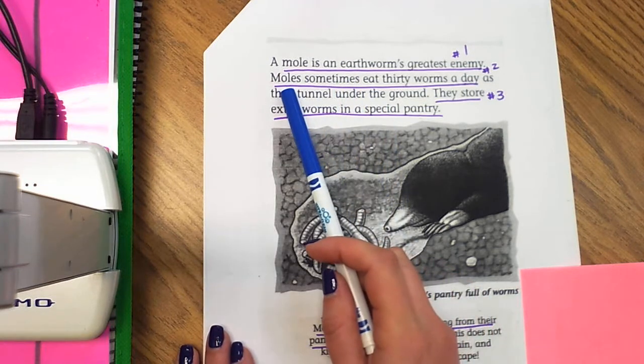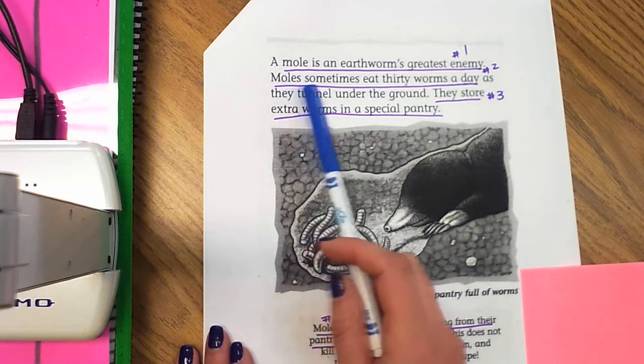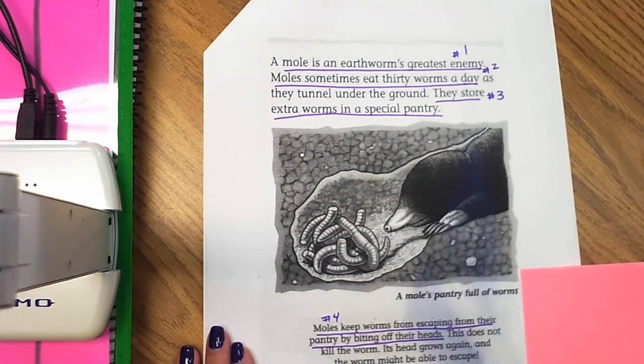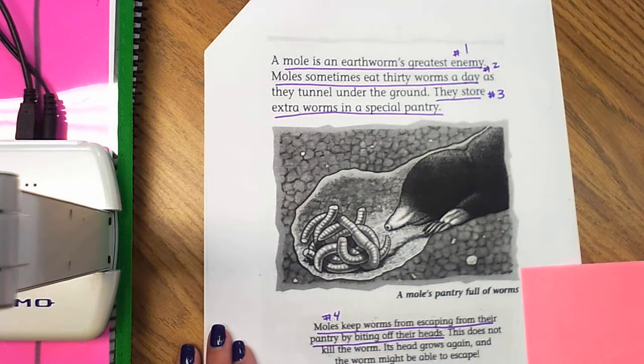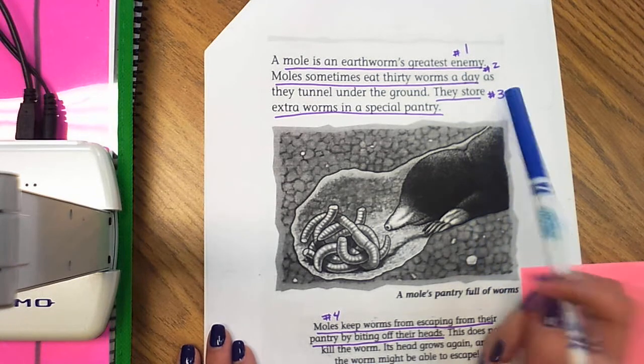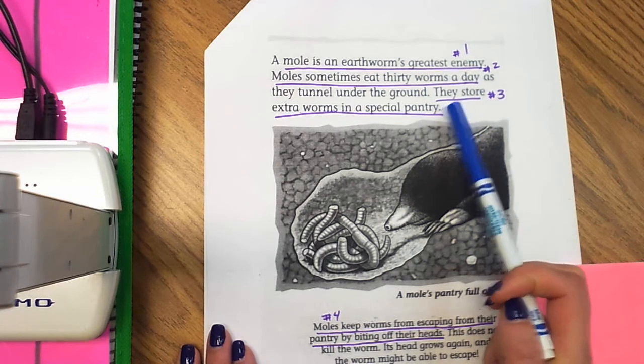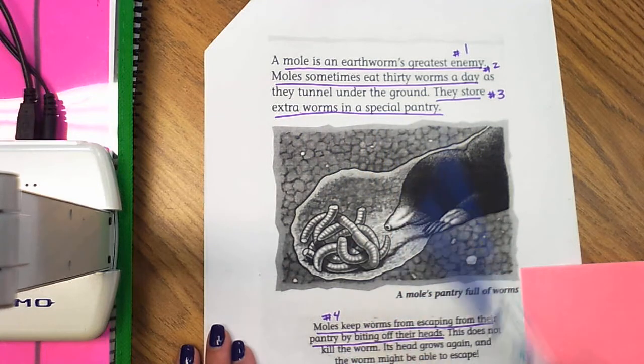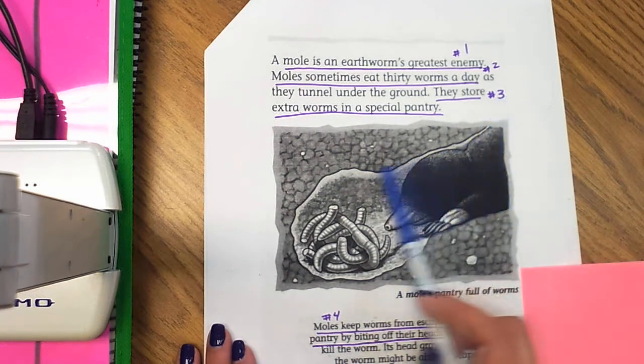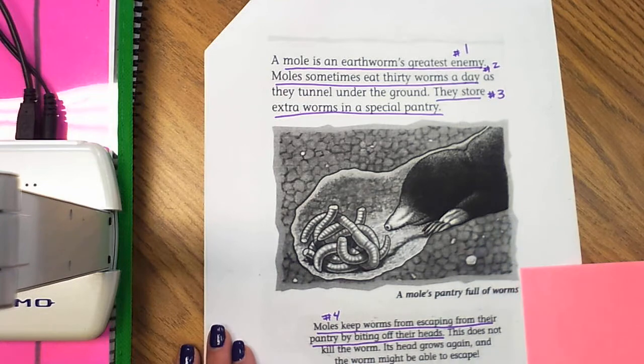I'm then going to teach them this second fact. Moles sometimes eat 30 worms a day. Isn't that crazy? 30 worms. Can you imagine eating 30 of anything? If I wanted to, I could of course keep going and write some more teaching sentences, like telling them that they store extra worms in a special pantry. My reader will also learn that from my teaching picture.